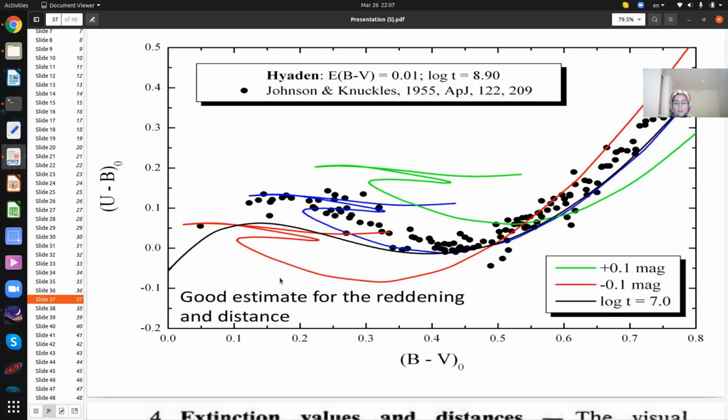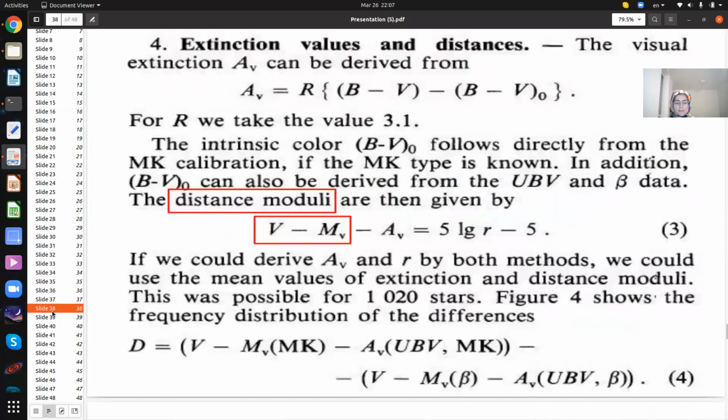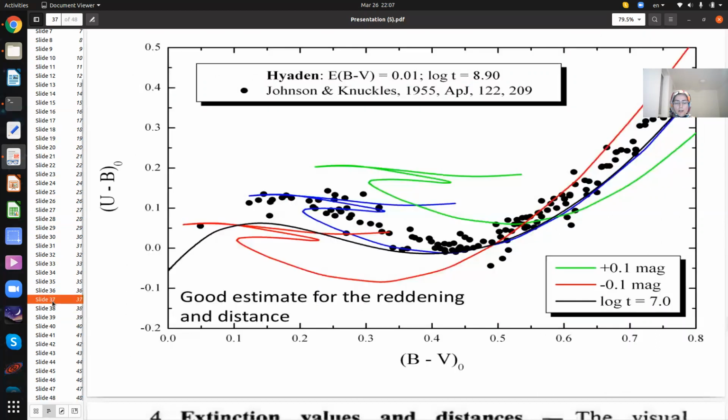We have stellar characteristics. As you see, with ultraviolet, we have more precise reddening, but with others, no. We can say we have distance from Gaia and reddening from the ultraviolet region.